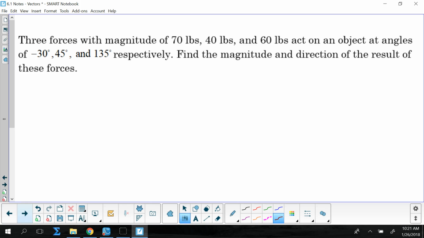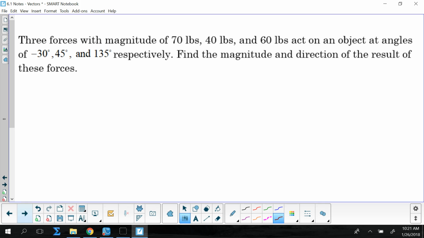Now, I'm going to pause right here for a minute and drop back into a little English language. What does "respectively" mean in that sentence? So the order that the forces are in is the same order that the angles go in. Okay, right? So 70 is paired with negative 30 degrees, 40 is paired with 45 degrees, and 60 is paired with 135 degrees. Sometimes people forget what that is, or they've never seen it, so it happens.